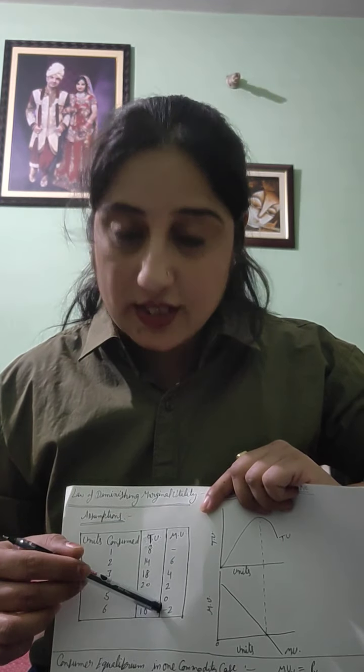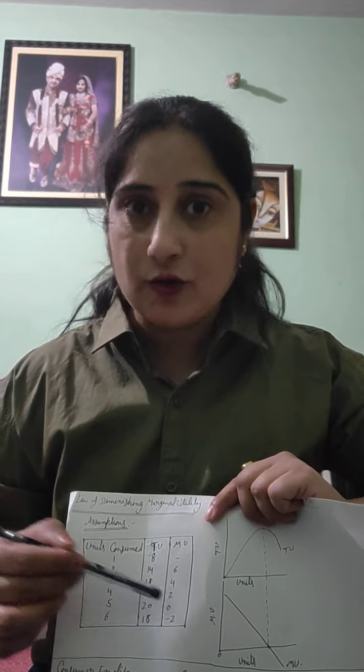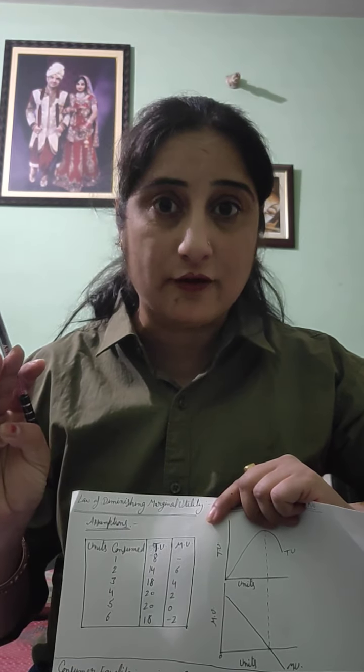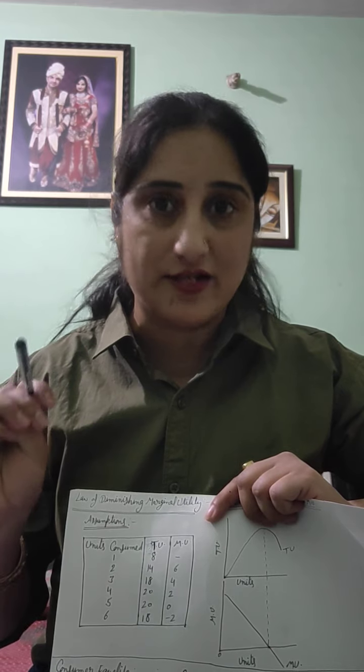Now this is the marginal utility: 14 minus 8 is 6, 18 minus 14 is 4, 20 minus 18 is 2, 20 minus 20 is 0, 18 minus 20 is equal to minus 2. This is the marginal utility. So students, according to this table, we find out 3 points of relation between total utility and marginal utility.